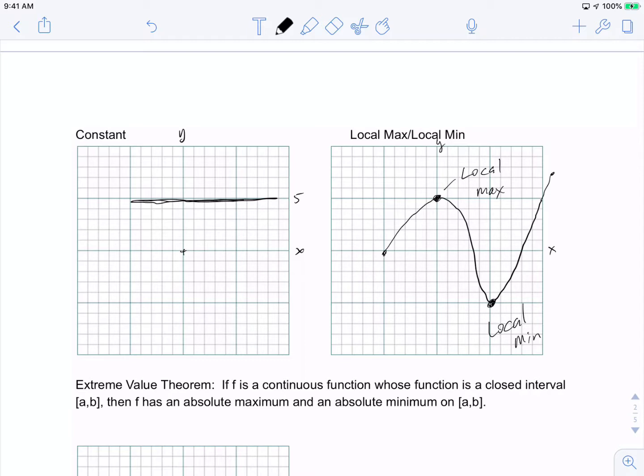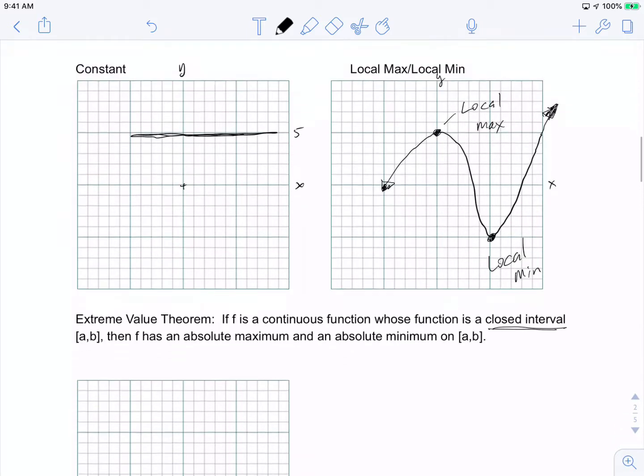The extreme value theorem tells us that if we have a continuous function on a closed interval, now that's important, it's got to be a closed interval from a to b, then f has an absolute maximum and an absolute minimum on that interval. So in this example that I showed you, I drew the arrows so you guys could see it's not a closed interval, it's actually continuing. And so those are local max and mins.